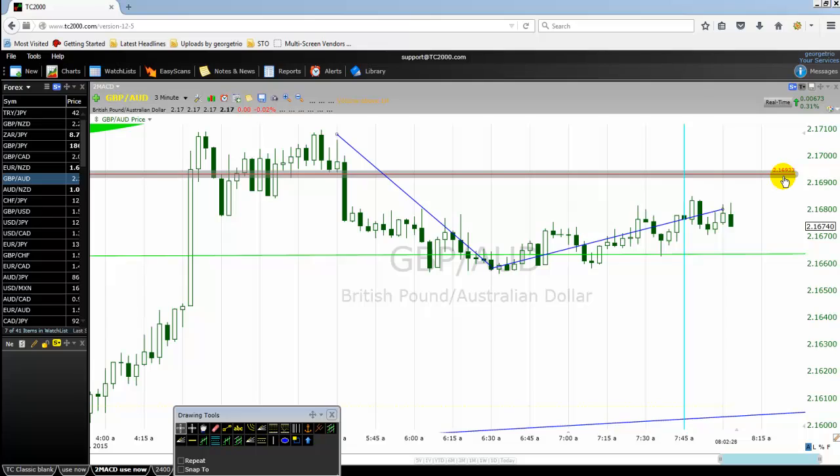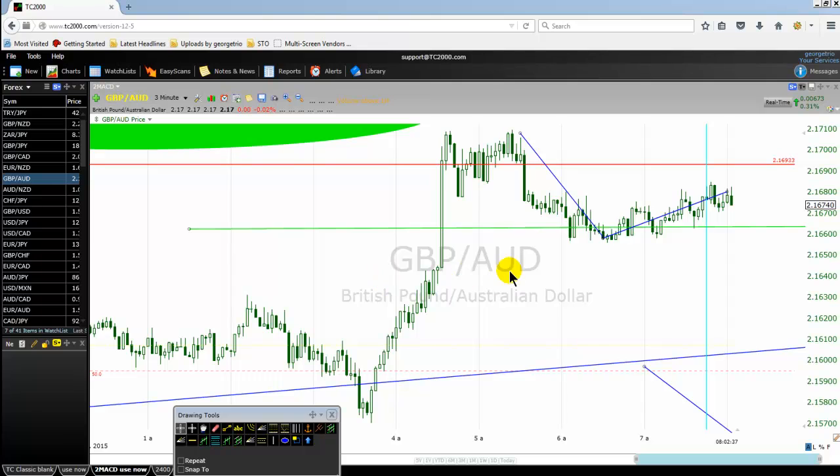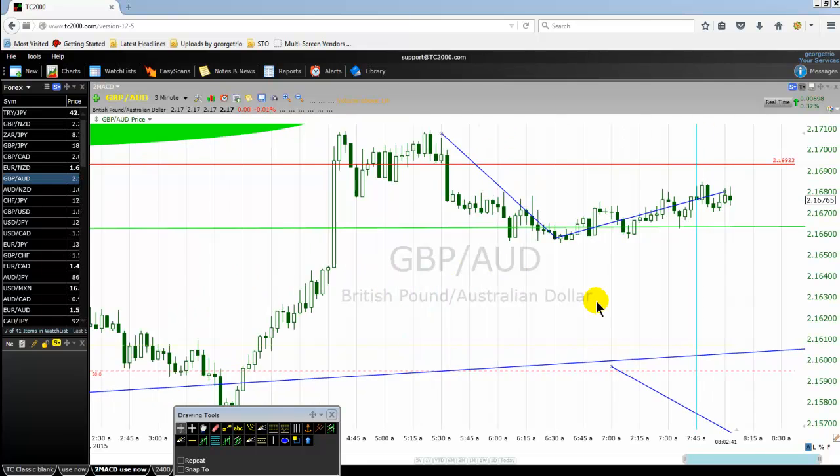Okay, my stop loss is at 21693, expecting it to break and come back down here. All right, as I explained to traders, this is what we call the gap period.